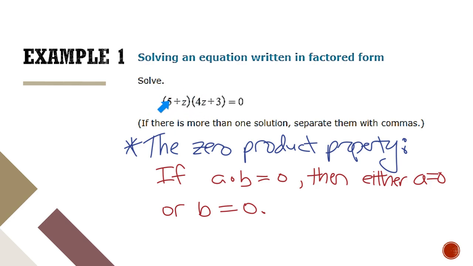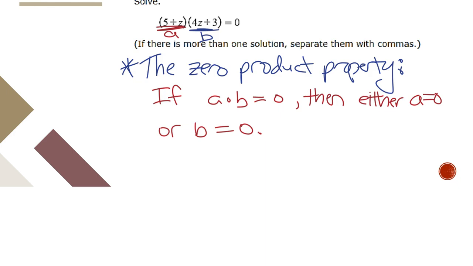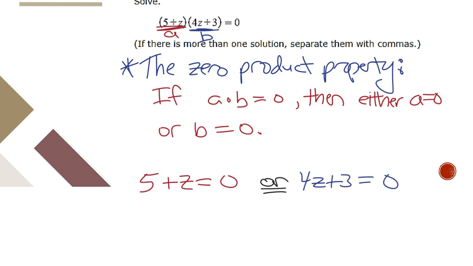So we're just going to say, well, we have something times something. This is going to be my a, this will be my b, and we're going to set both of those equal to 0. So let's move this up a little bit. Let's just say that we have either 5 plus z is equal to 0, or we have 4z plus 3 is equal to 0. And then we just solve each of those.